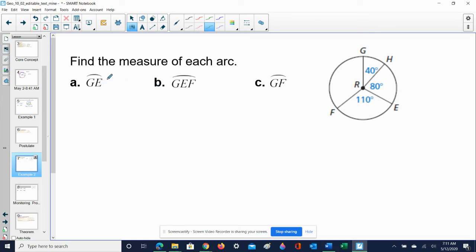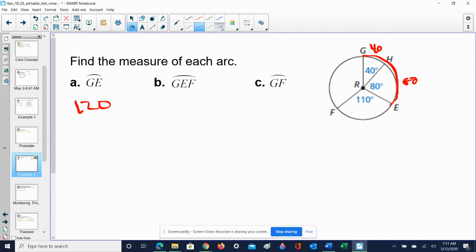So, how would I find arc GE? Arc GE. I need this arc. Well, this central angle is 40. That means arc GH is 40. That means arc HE is 80. 40 plus 80 is 120. How about GEF?